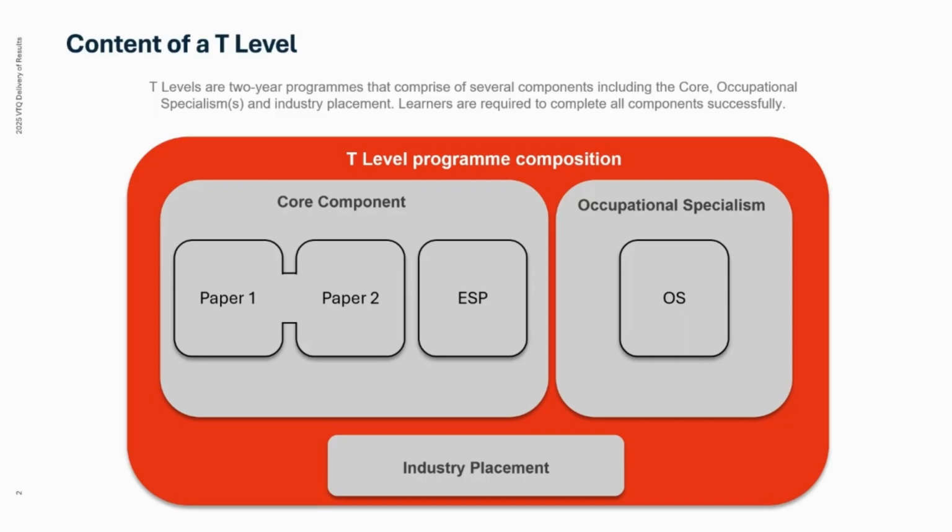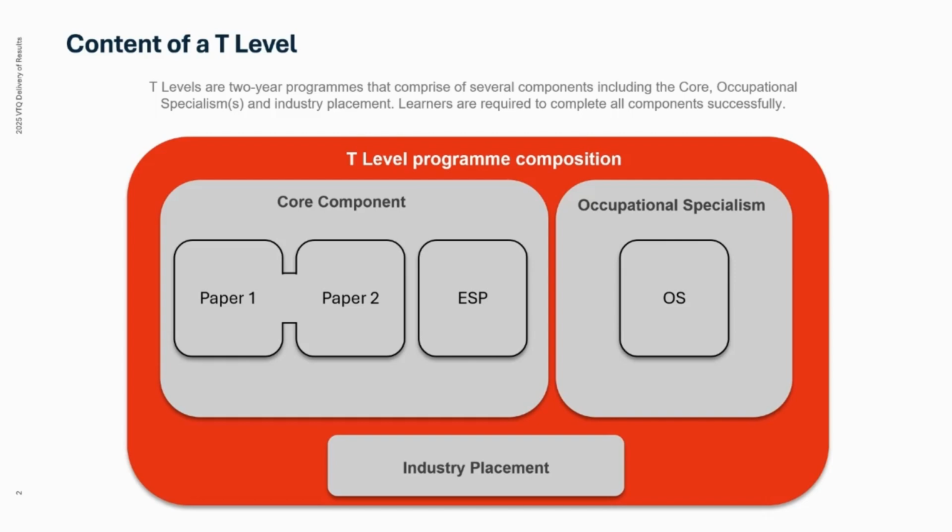T-levels are two-year programs that comprise several components including the core, occupational specialism and industry placement. Students are required to complete all components successfully. With a T-level, there are two separate registrations, one for the core and one for the occupational specialism. This means that the VTQ submission data is required for each of these, so for the purposes of the checkpoint data, the core component and the occupational specialism need to be treated independently of each other, almost like they are two entirely different qualifications.